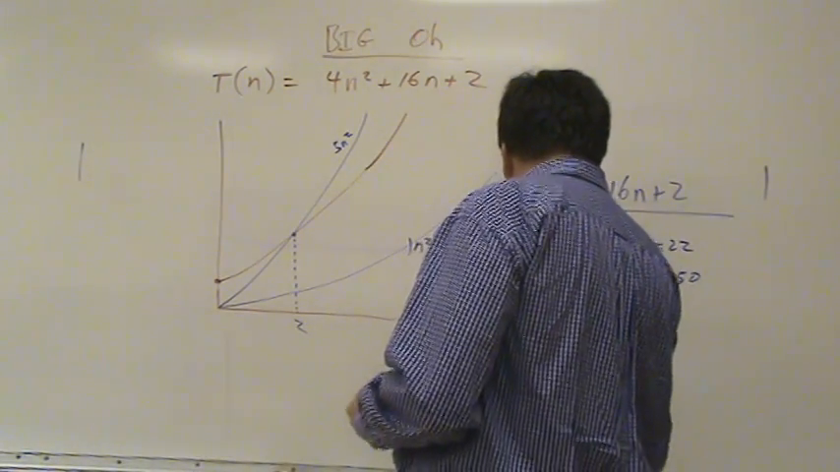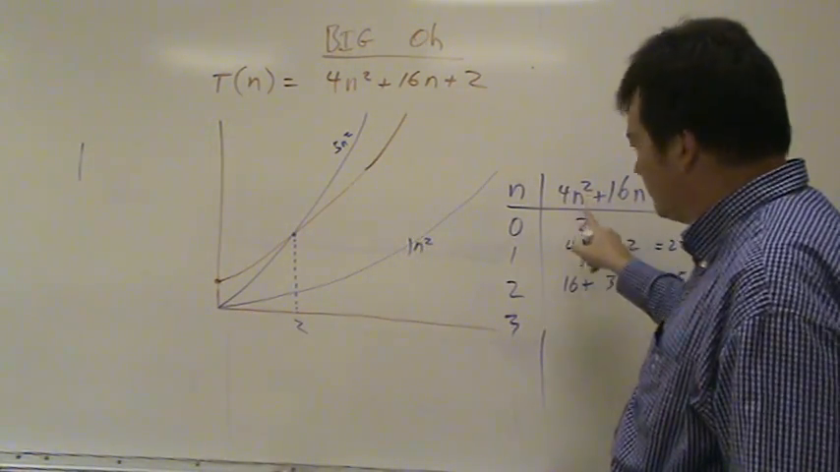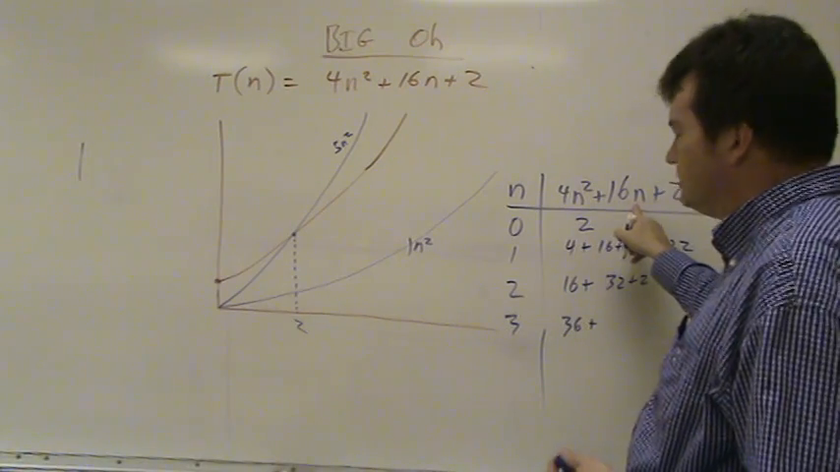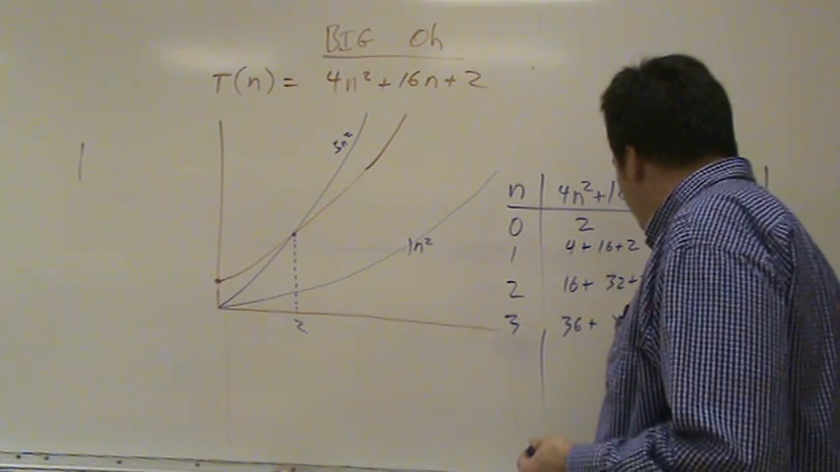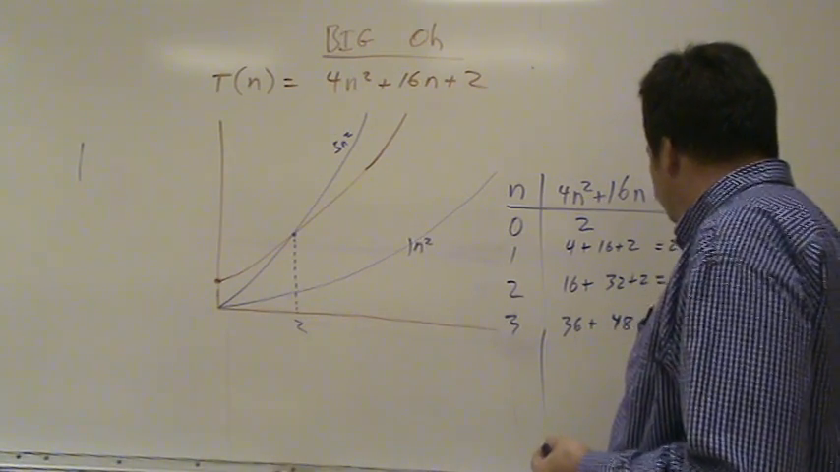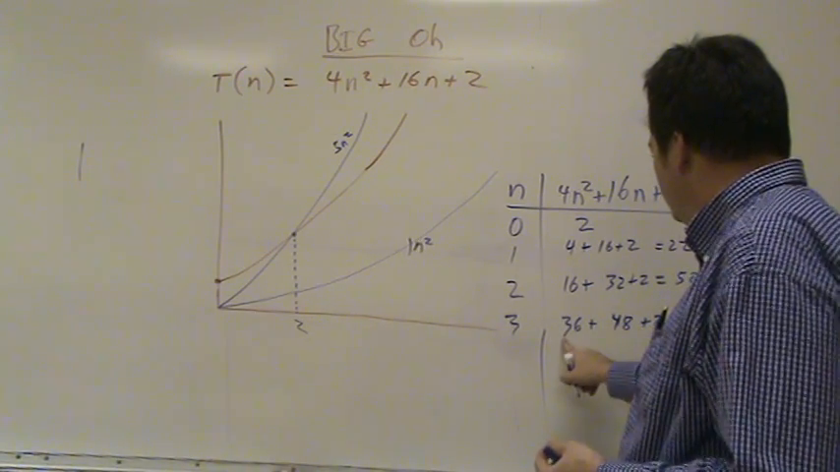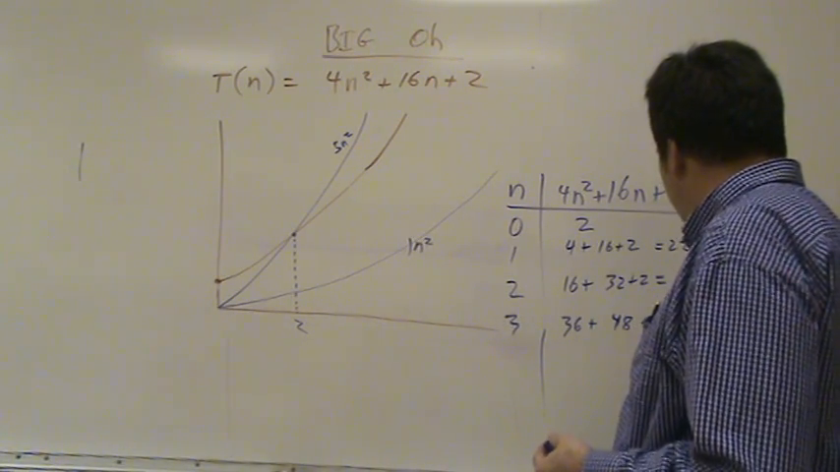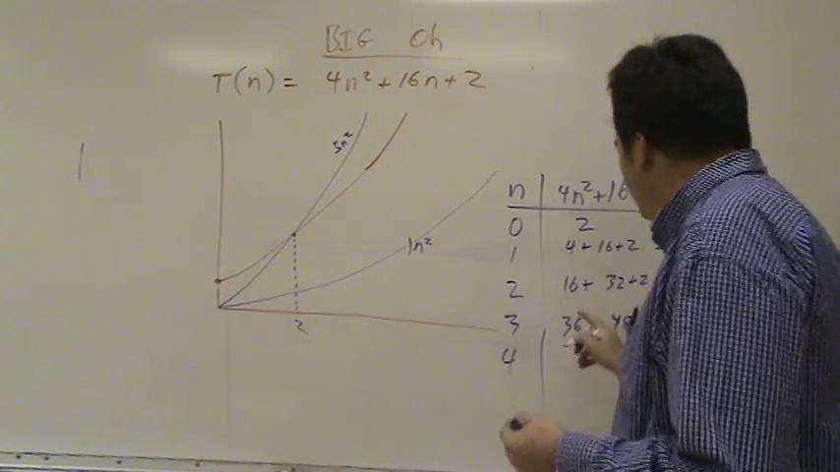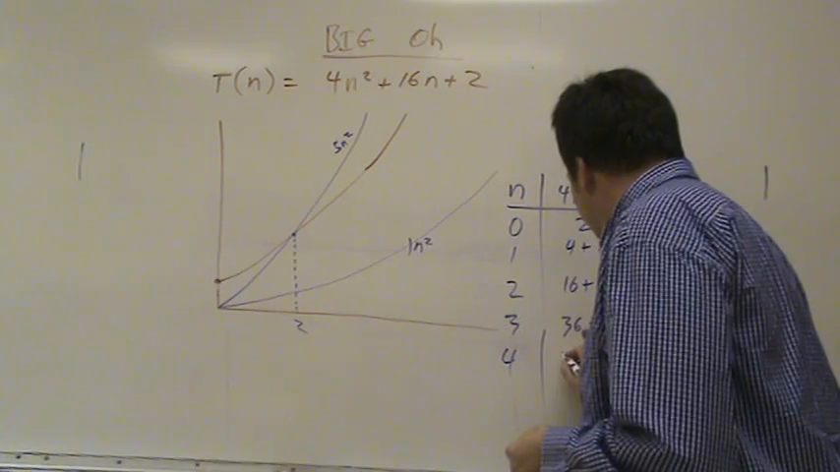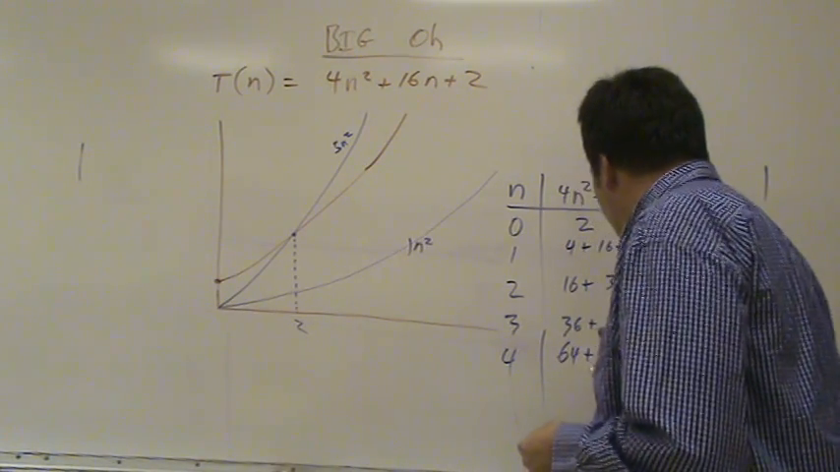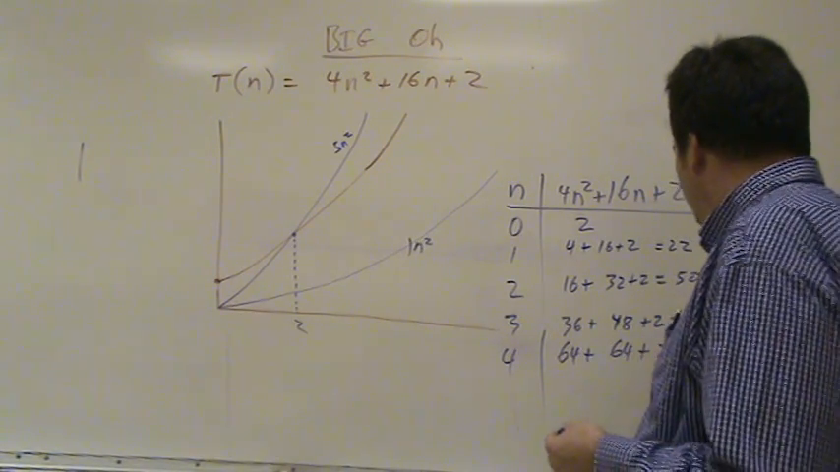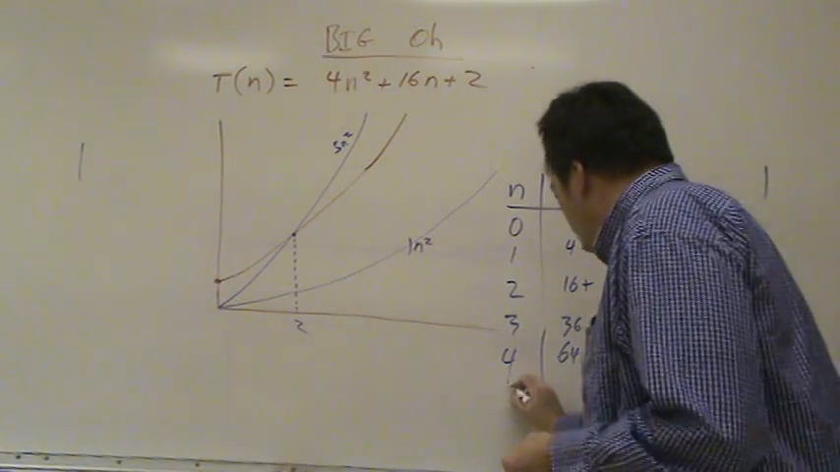When n is 3, we have what? 4 times 3 times 3, 4 times 9 is 36, plus 16 times 3 is 48, plus 2 equals 86. When n becomes 4, 4 times 16 is 64, plus 16 times 4 is 64, plus 2 equals 130. And so on. This could keep going on and on.